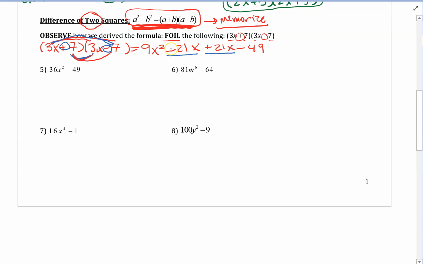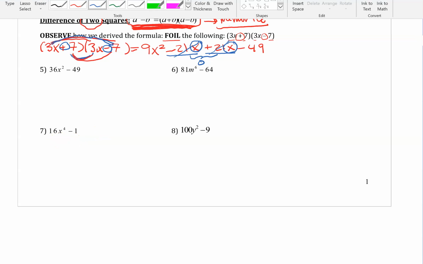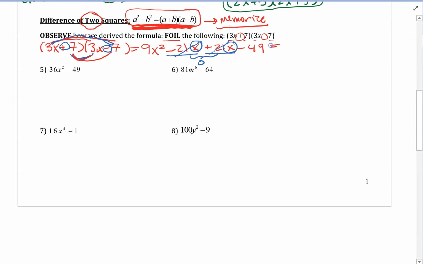So the terms ended up with opposite signs, and so when you add them together, they add to 0. These will cancel out and equal 0. So the middle term that normally is there and has the x is missing from all of these. This one doesn't have an x, that one doesn't have an m, this one doesn't have a y, and that one doesn't have an x. It's missing. And what we're left with is just perfect squares.